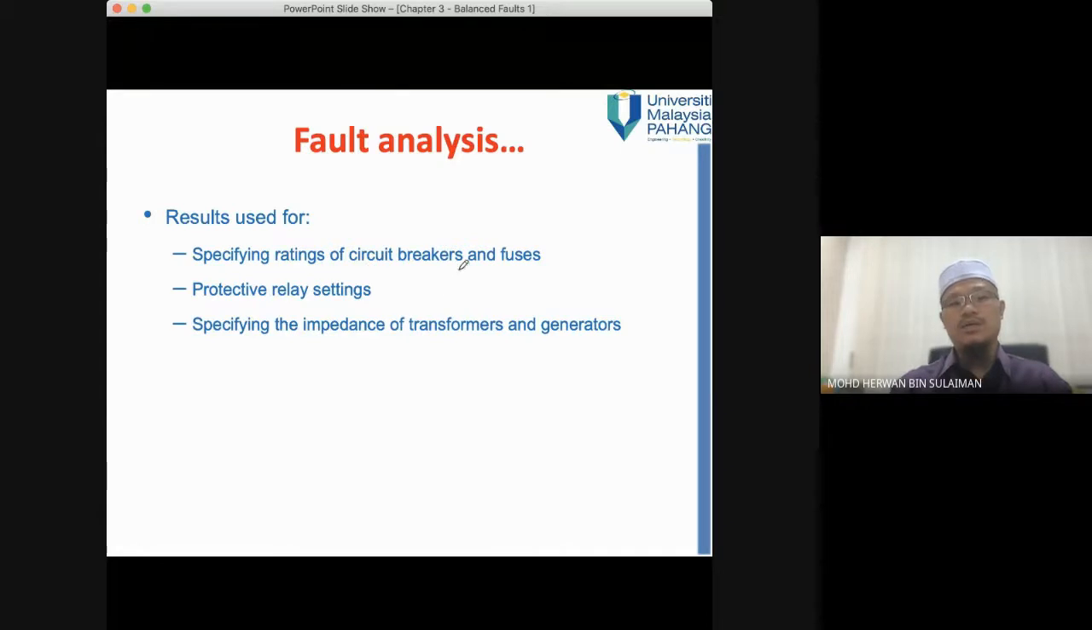You cannot just guess what the circuit breaker rating should be. If you set it wrongly, when a fault happens, instead of opening, it stays closed, and it will cause your other equipment to blow and so on. And then protective relay settings, and specifying the impedance of transformers and generators. This is how we study the fault analysis.